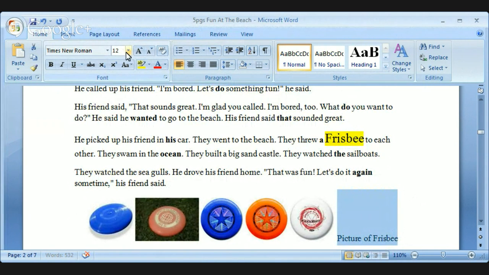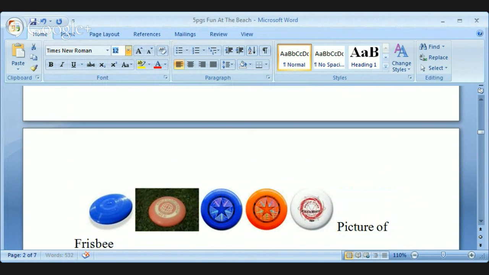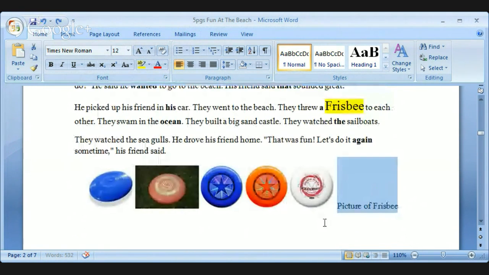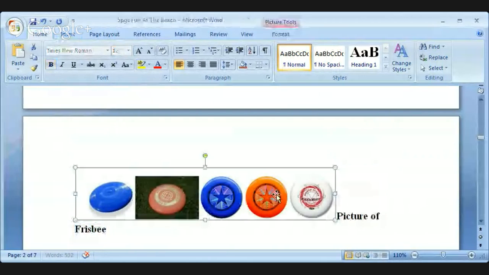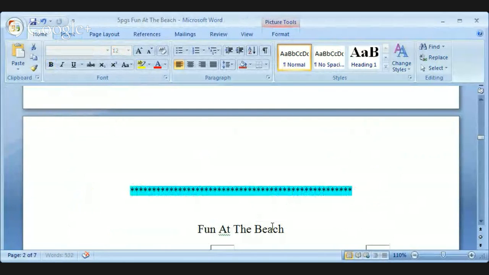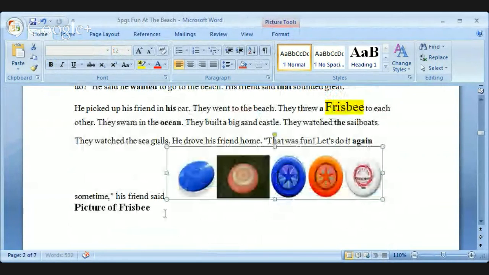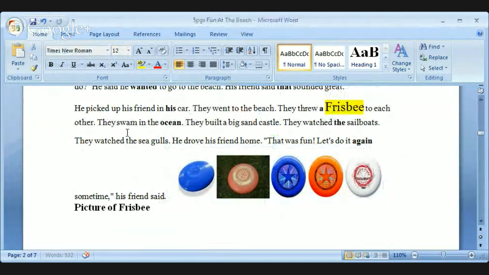Okay, that's good. And here's a picture of frisbees. These are frisbees. Are you familiar with these frisbees? No. Okay, they typically throw them. Usually you throw them and a dog will catch them. That's what I did with my frisbee when I had a dog. I would throw it and the dog would catch it. Okay, so that's what a frisbee is.